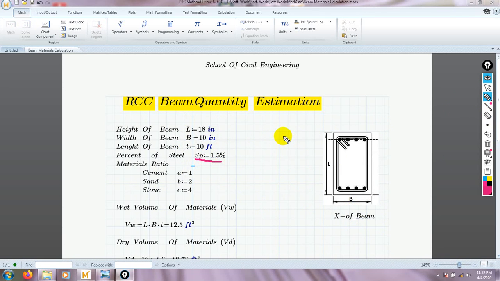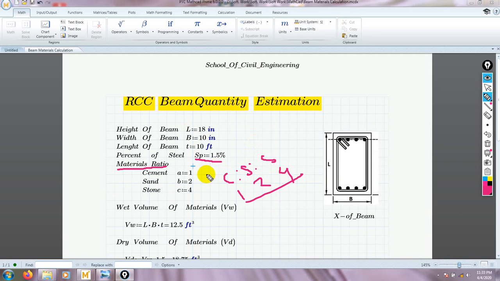1.5% is the total percent of volume. And after that we'll consider our materials ratio. Here it represents cement to sand to stone: cement 1, sand 2, and stone 4. We have considered our materials ratio as 1:2:4. For that ratio I will estimate our quantity.